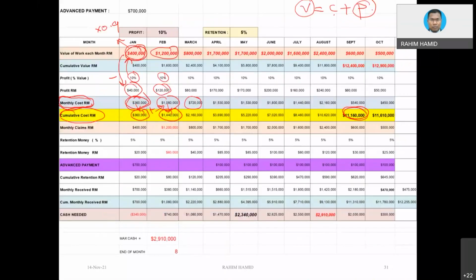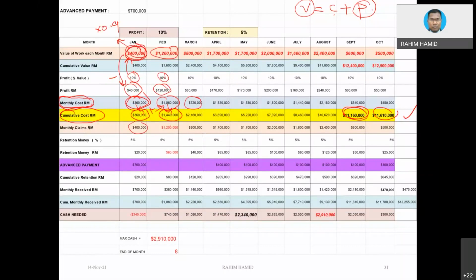Okay, so cumulative cost we already established. All right, then monthly claim. We can put another row that we call monthly claim. How much do we claim? Actually, we claim equivalent to the value. You can look at this thing, value. So this is what we are entitled to claim. So we just put it there.